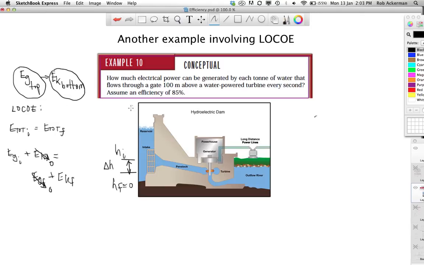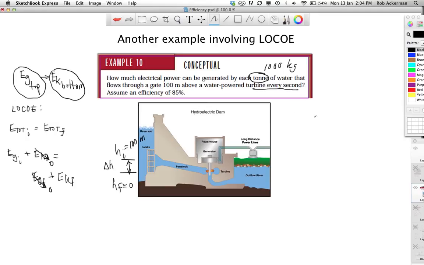Now, let's look at the question. How much electrical power can be generated by each ton? I hope you know what a ton is. A ton is 1,000 kilograms. By each ton of water that flows through a gate 100 meters, so they're telling you that the initial height is 100 meters above the final height, 100 meters above a water-powered turbine, and they say every second.